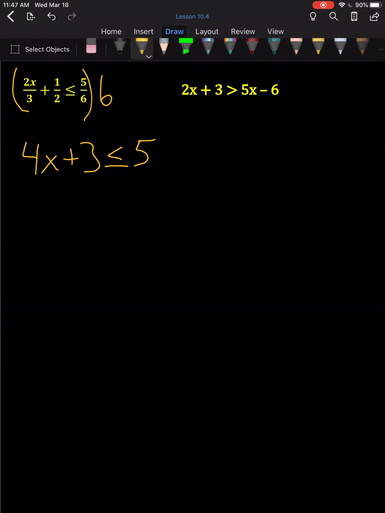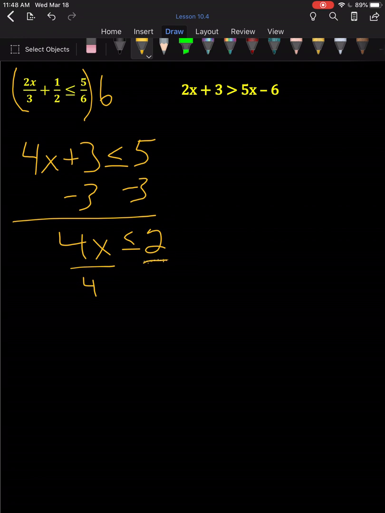I invite you to pause the video and finish this. We will subtract 2 from both sides so that 4x... How about if we subtract 3 from both sides? That probably makes a little more sense, doesn't it? Let's subtract 3 from both sides so that 4x is less than or equal to 2. And divide both sides by 4 so that x is less than or equal to 1/2. 2/4 simplified is 1/2.